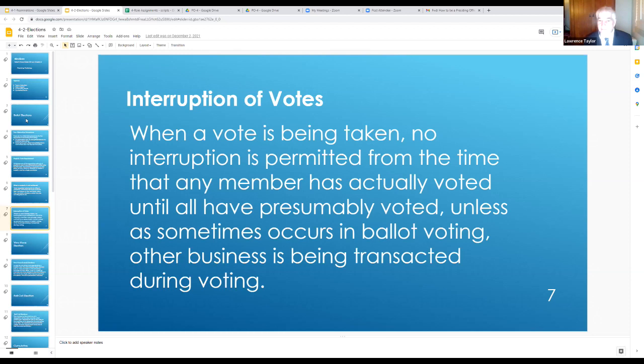Larry, sorry, we lost you. Could you repeat what you said after "fill out the ballots"?